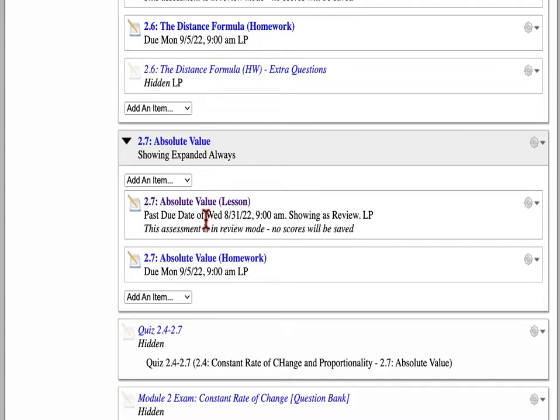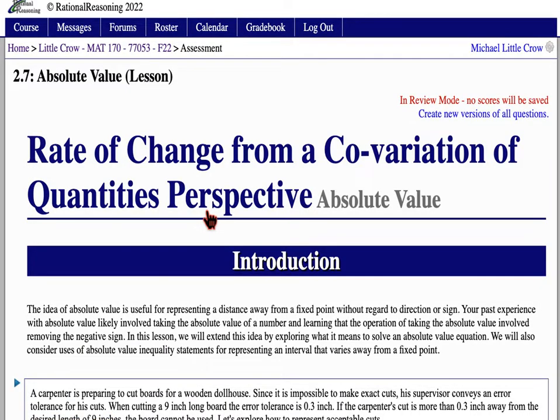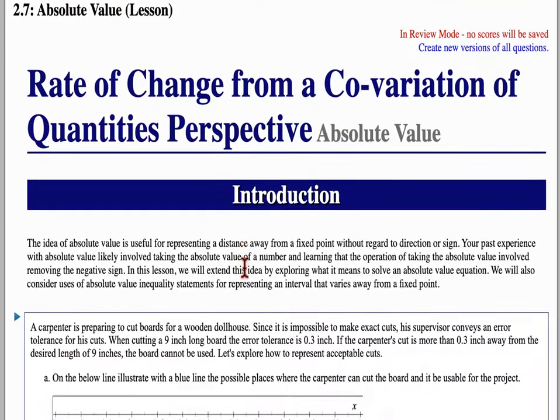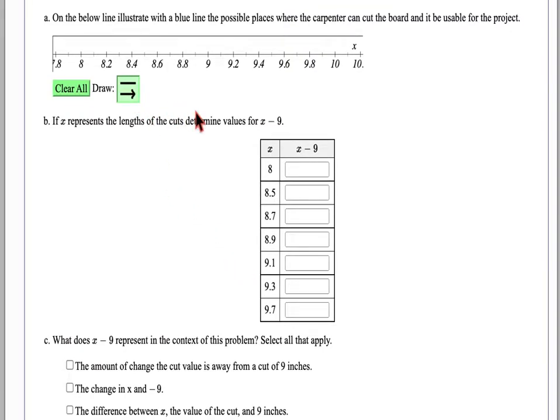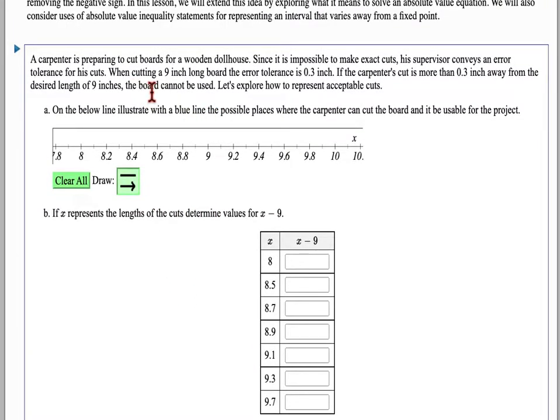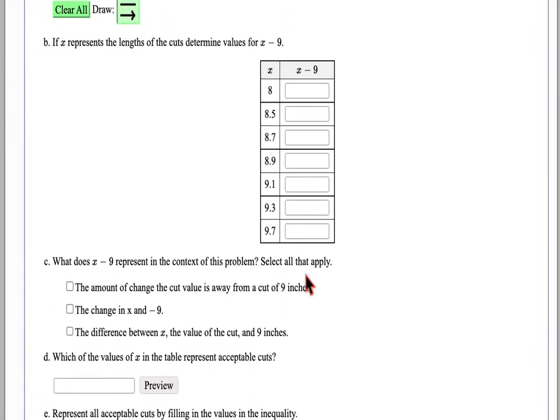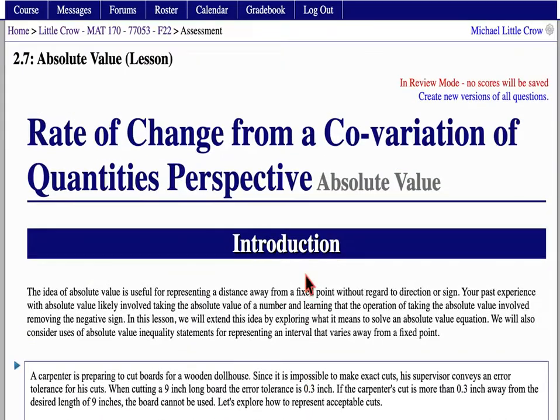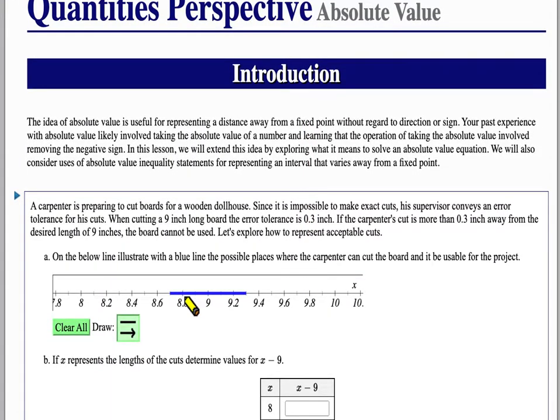On the absolute value, the lessons have these applets, and they want us to do something. We're cutting a board 9 inches that can be off by up to 0.3. So 9, there's 0.3 above and here's 0.123 below, so you can kind of see it. We're drawing it. You've got the values in here. Do the parts you need, but I think the most valuable part is actually doing the drawing, the applet type things.